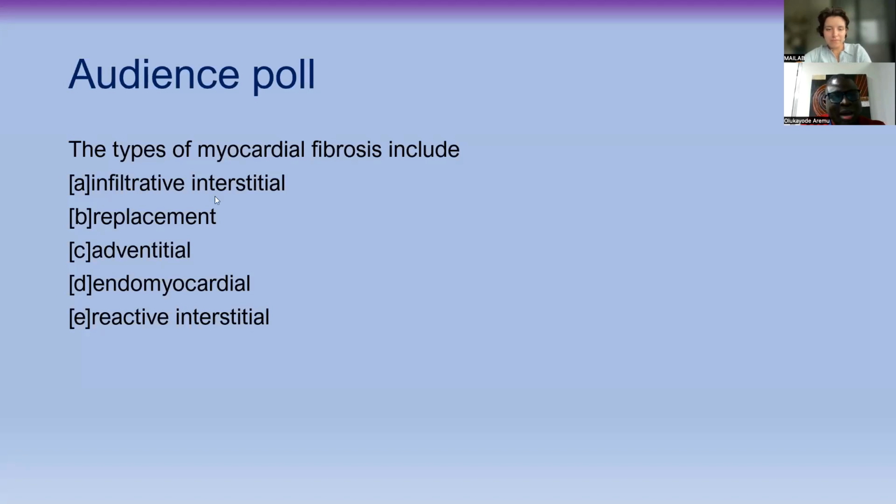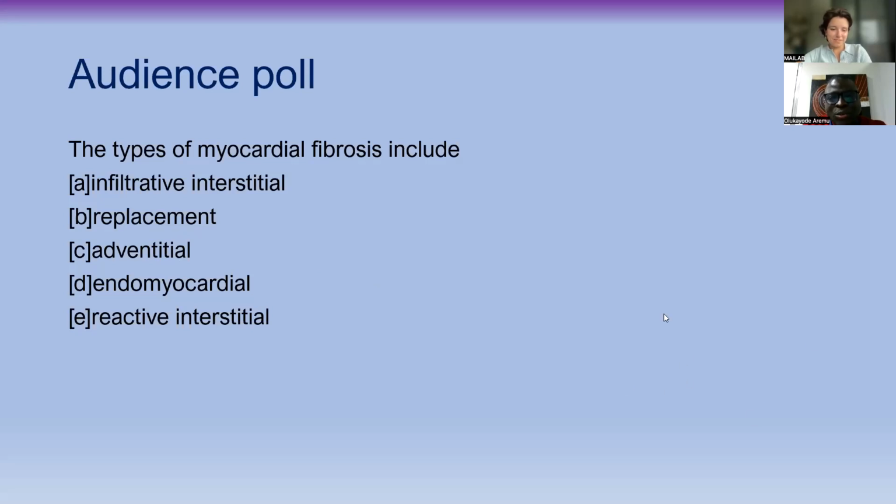Okay. So I think I mentioned infiltrative interstitial. I mentioned reactive interstitial. I mentioned replacement, which is the scarring fibrosis. I also mentioned endomyocardial fibrosis. What I did not mention is adventitial fibrosis. That is the wrong answer there. Yes, thank you, Norbert. You just got a question now.